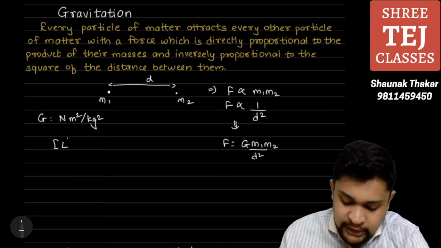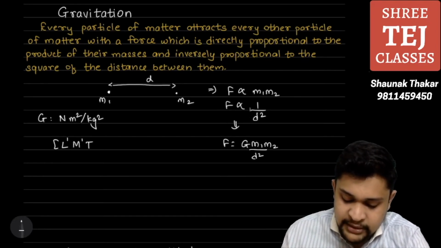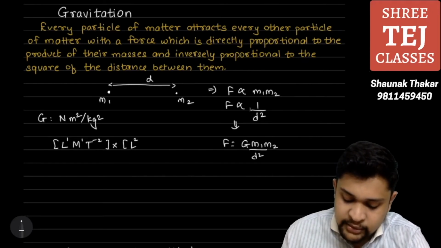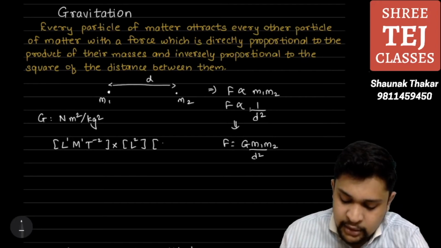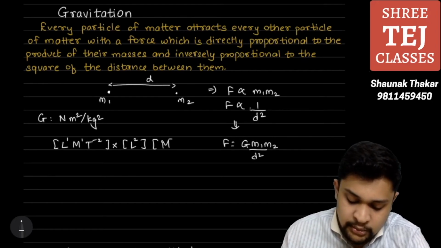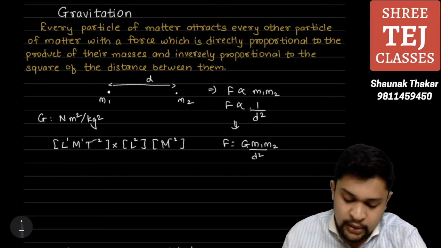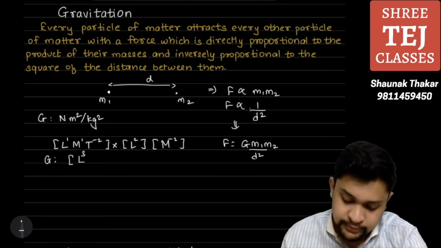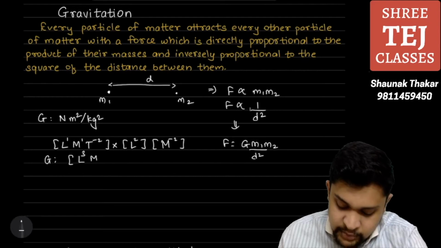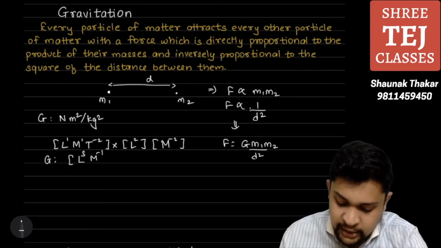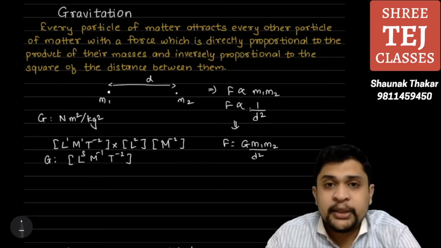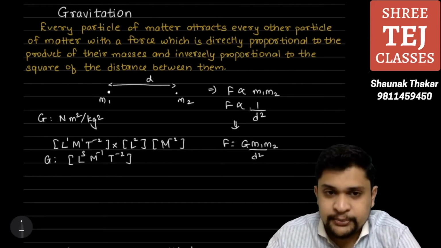length will be 1, mass will be 1, time is raised to minus 2, multiplied by length raised to 2 and multiplied by mass raised to minus 2. So this would become, dimensional analysis of G would become L raised to 3, M raised to minus 1 and T raised to minus 2. So this would be the dimensional analysis of G.